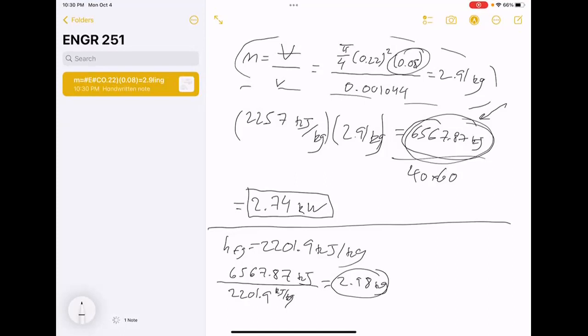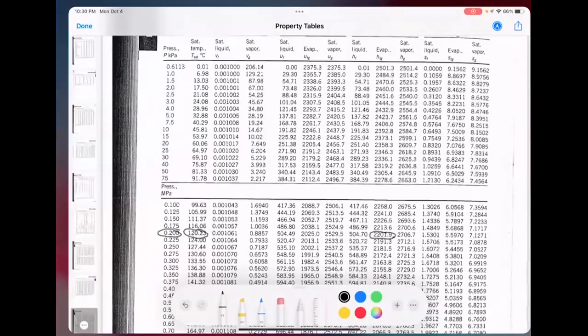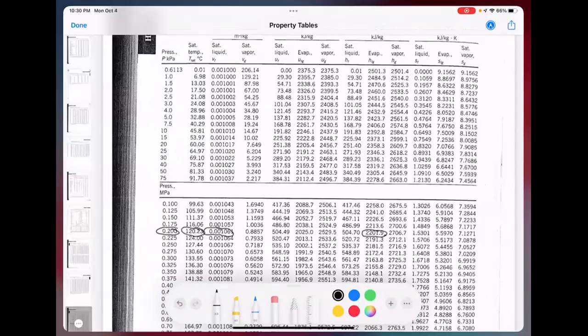So the specific volume we have to find again from the water tables for this new value. And we can do that from here. VF is 0.001061.